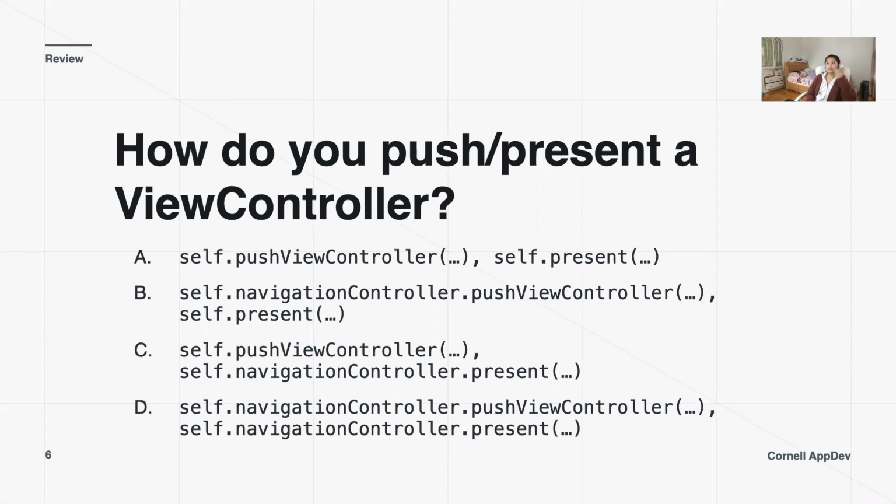The answer to this should be pretty straightforward. If you forget, you can always refer to our lecture from last week. But the answer to this question is B. As you might recall, there are two kinds of navigation that you can implement. One being the navigation controller push view controller, and the syntax for that is the first line of B. So self.navigationController.pushViewController.